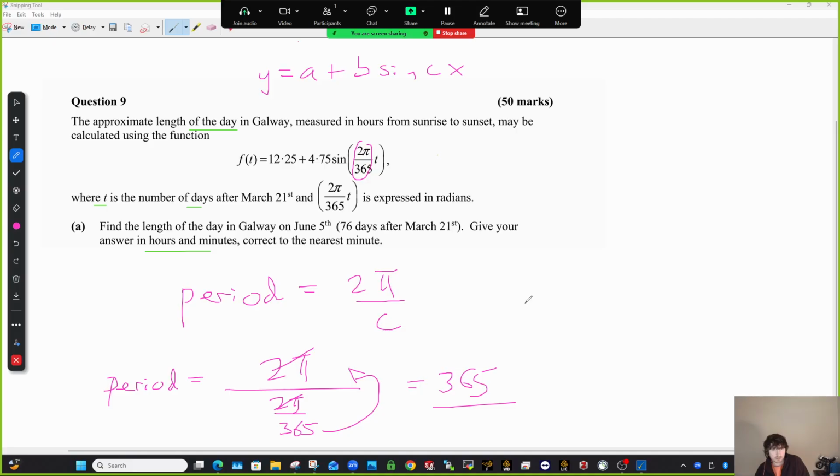So yeah. And T, they said T, approximate length of the day in hours. Okay. Yeah, so F is in hours and T is in days. Yeah, so that's good. And so that has units there of days. Okay, so we've done the period thing.